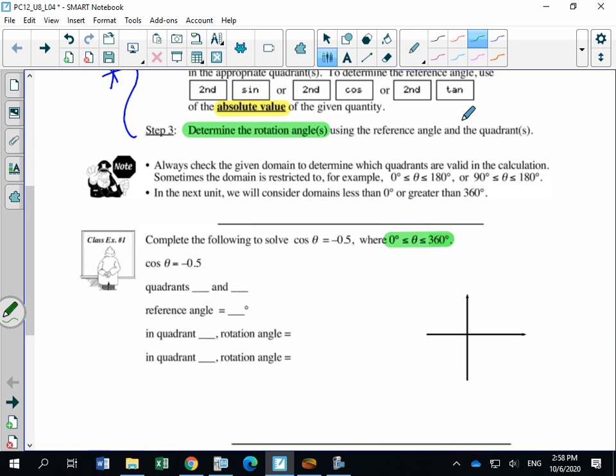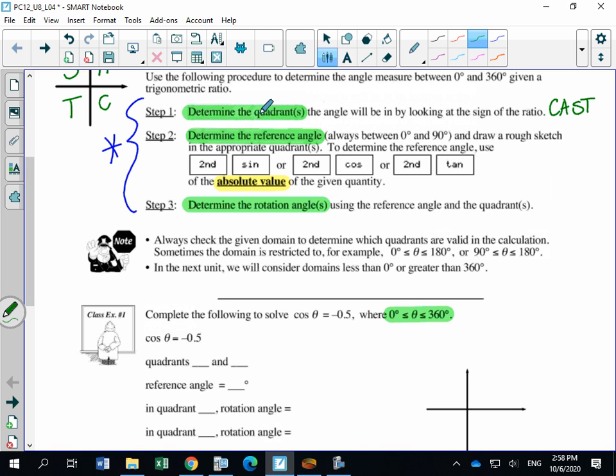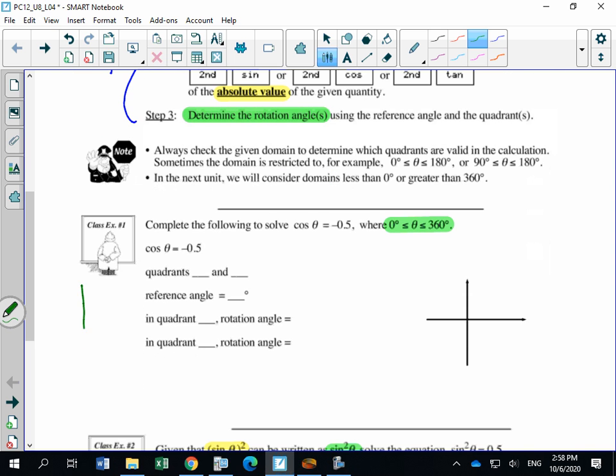Okay, so cosine of negative 0.5. According to step 1, we want to determine the quadrants the angle will be in by looking at the sign of this ratio. So you always want to draw yourself a Cartesian plane, and let's do our CAST rule. C-A-S-T. We need to check off the quadrants where cos is negative because that's a negative ratio. So cos is negative in quadrant 2, which is the sine quadrant, and quadrant 3, which is the tan quadrant. So the quadrants that we're dealing with are going to be quadrants 2 and 3.